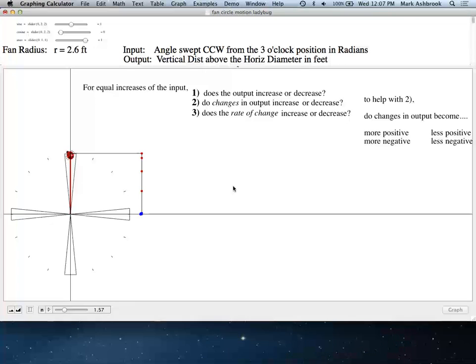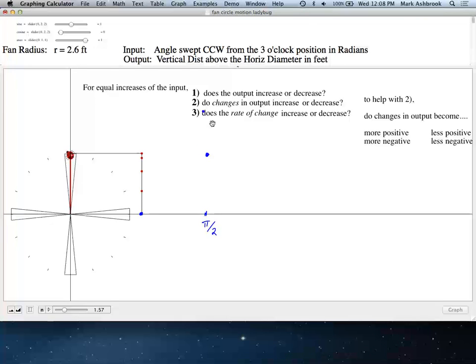So we'll label over here. So let's make this right here. This is pi over 2. That's the current angle that I'm showing. At pi over 2, the vertical distance of the bug above the horizontal diameter is 2.6. So we know that it's going to increase from 0 to 2.6 as the angle increases from 0 to pi over 2. The question is, how does it do that?